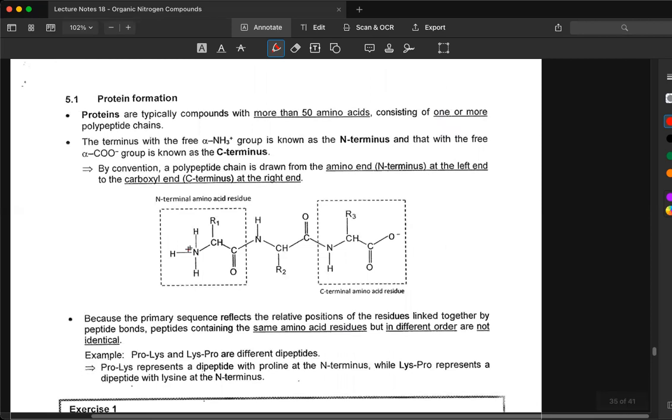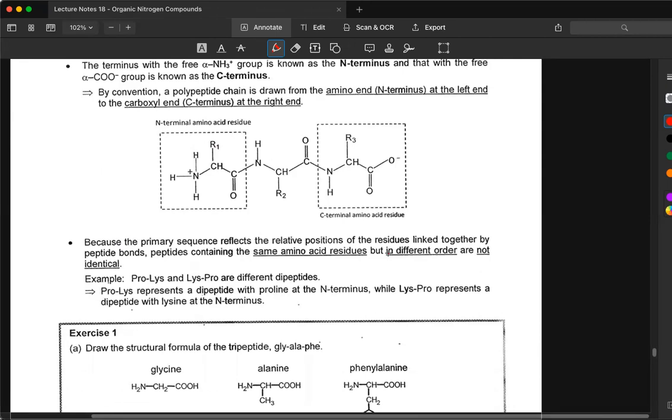Proteins are compounds with more than 50 amino acids containing 1 or more polypeptide chains. The terminal with the free alpha NH3 plus group is known as the N terminal. The other side is called the C terminal. By convention, a polypeptide chain is drawn from the amino N terminal at the left to the carboxyl C terminal at the right. One repeating unit.